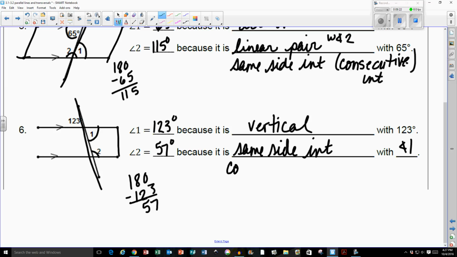And don't forget, same side is also known as consecutive interior. All right, and we will go in more depth to this. I'll have a photo for us.